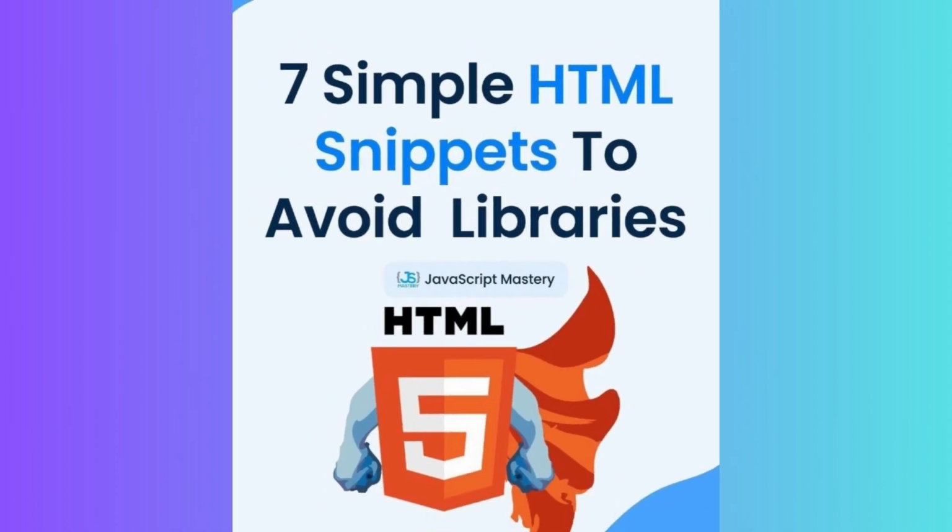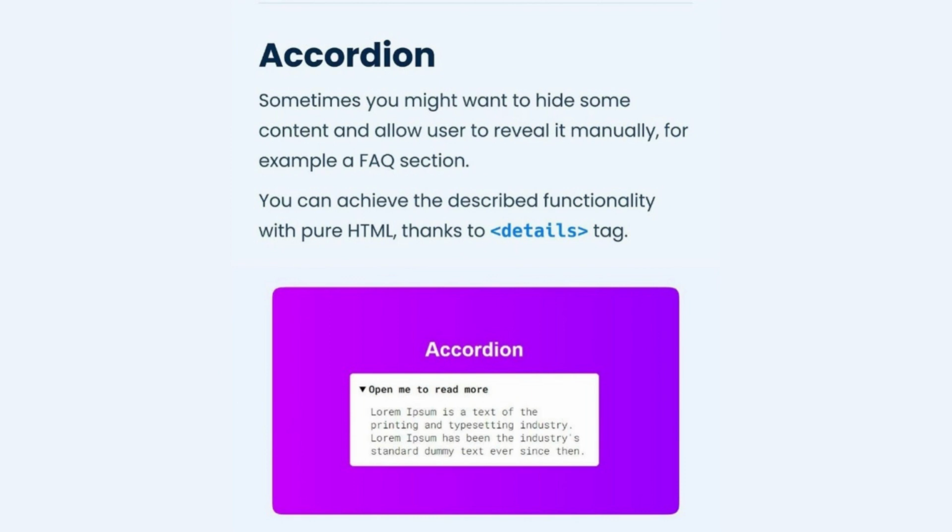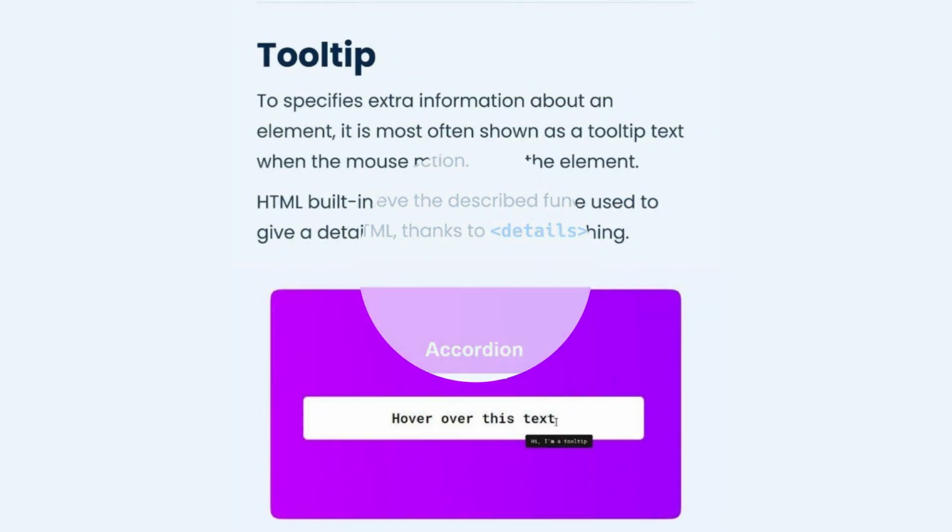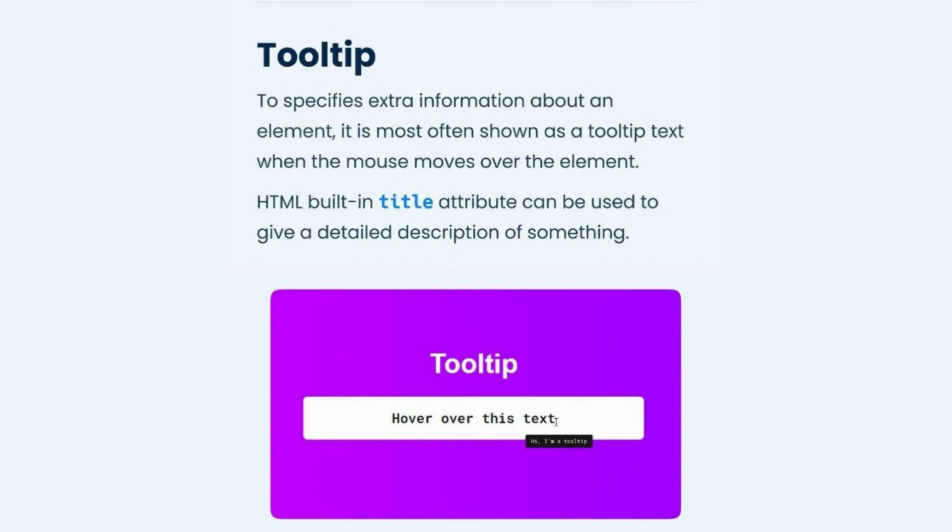In today's tech time, let's see about 7 simple HTML snippets to avoid libraries. Accordion. Sometimes you might want to hide some content and allow the user to reveal it manually, for example, a FAQ section. You can achieve the described functionality with pure HTML, thanks to the details tag.